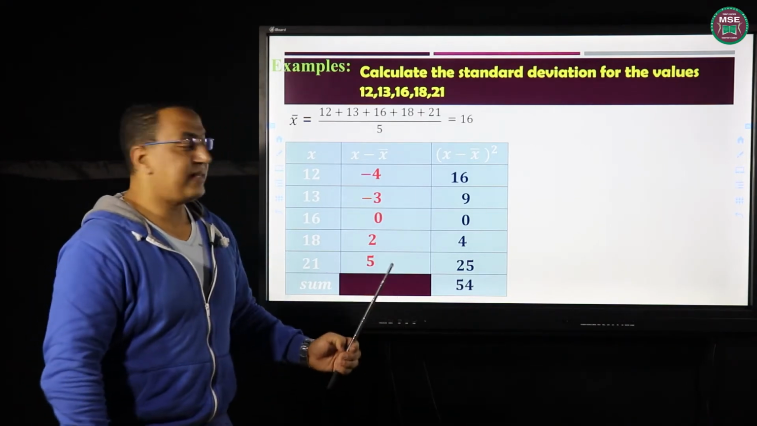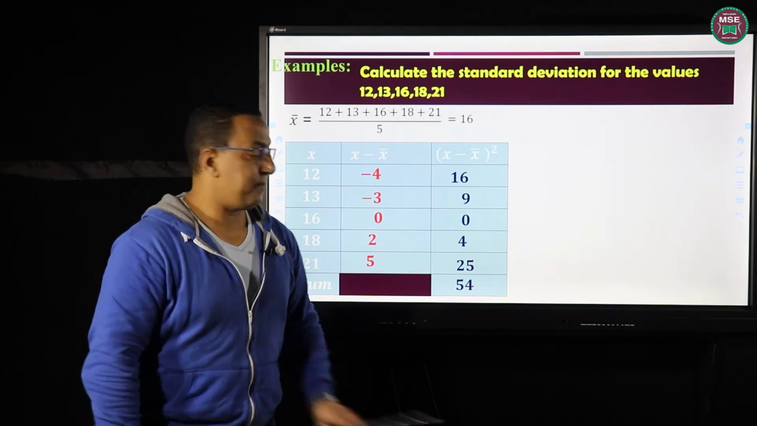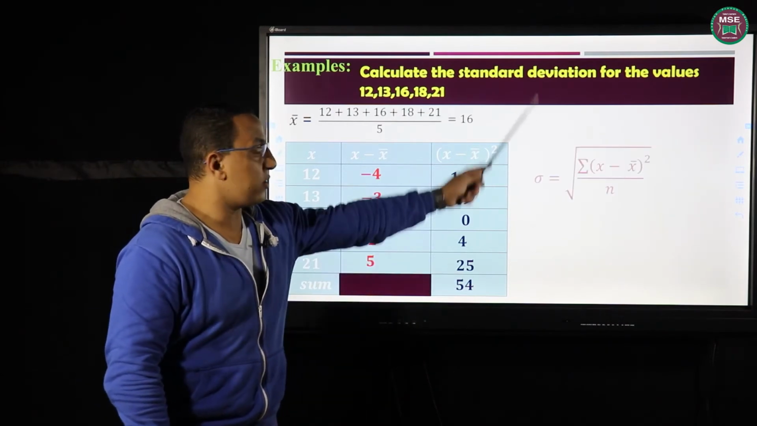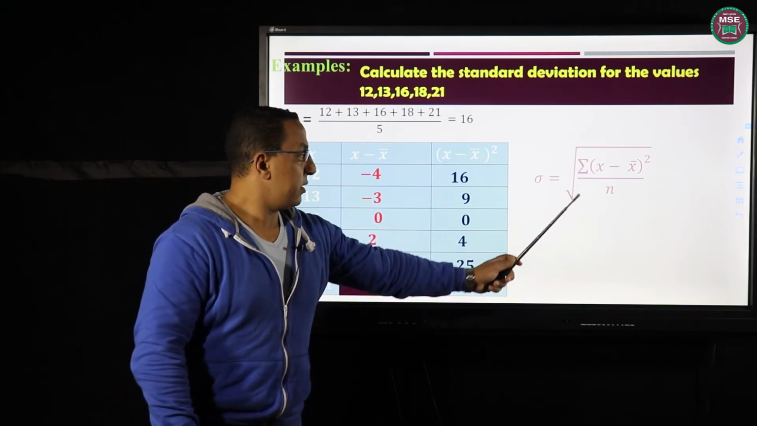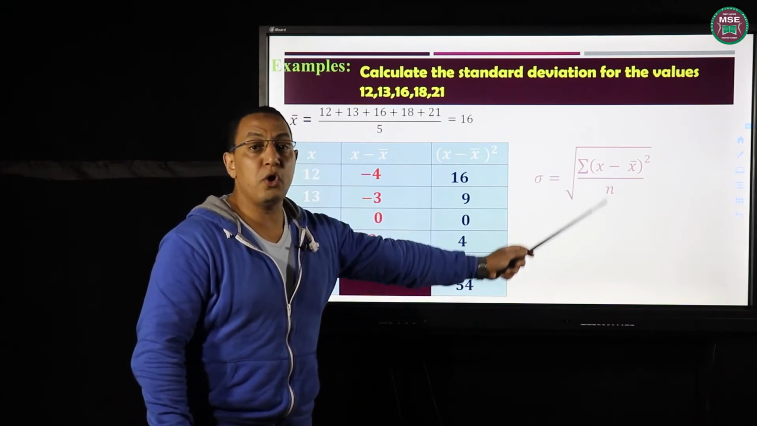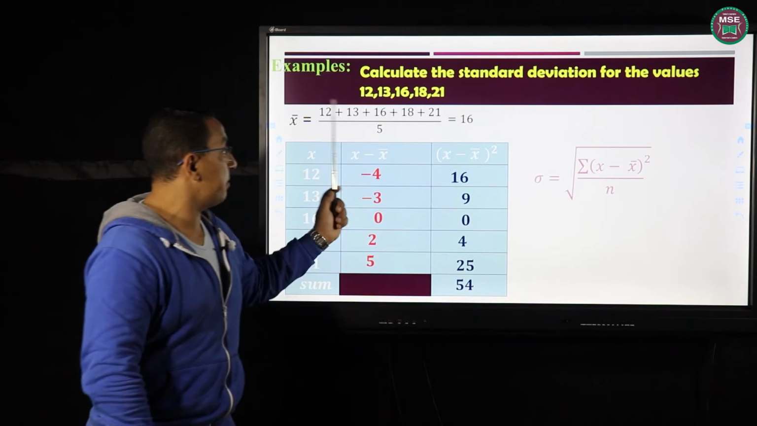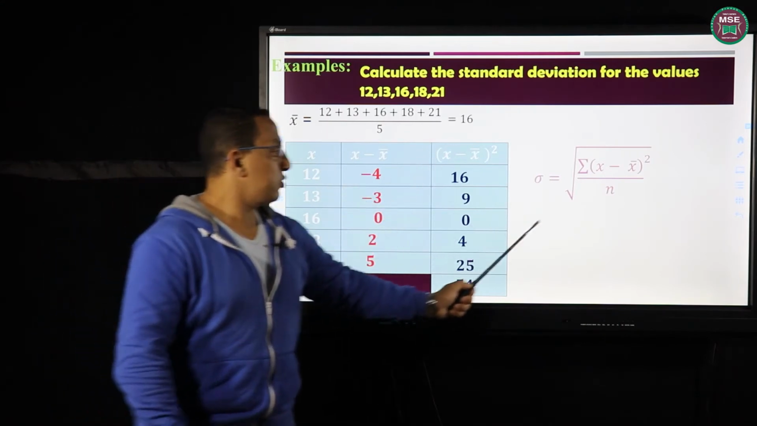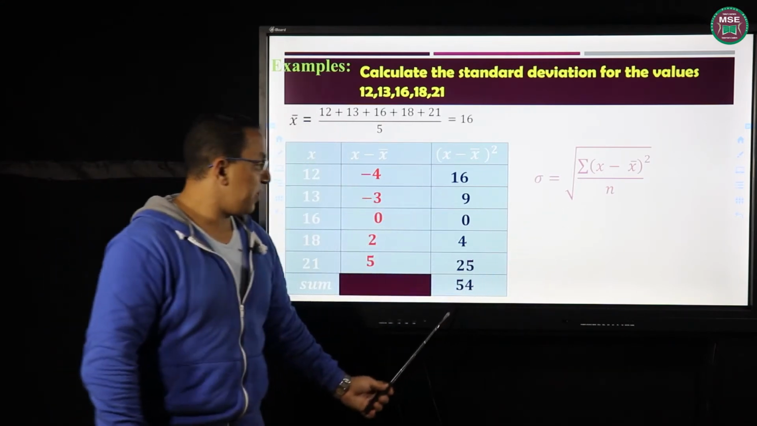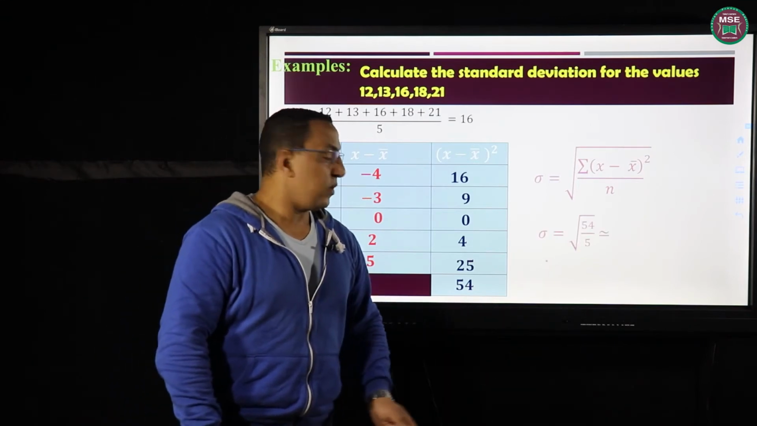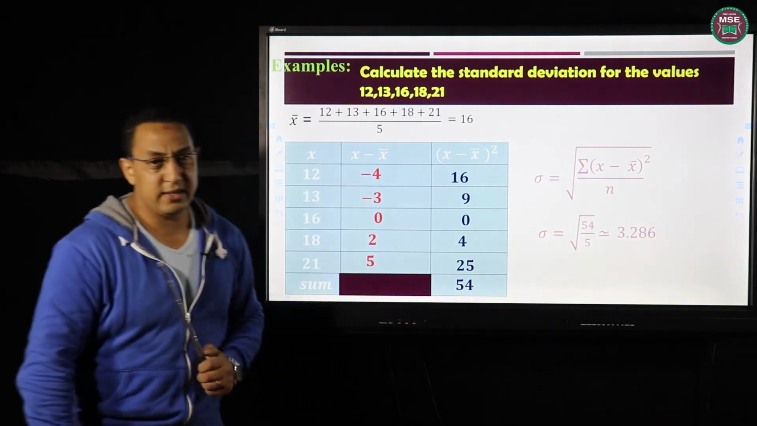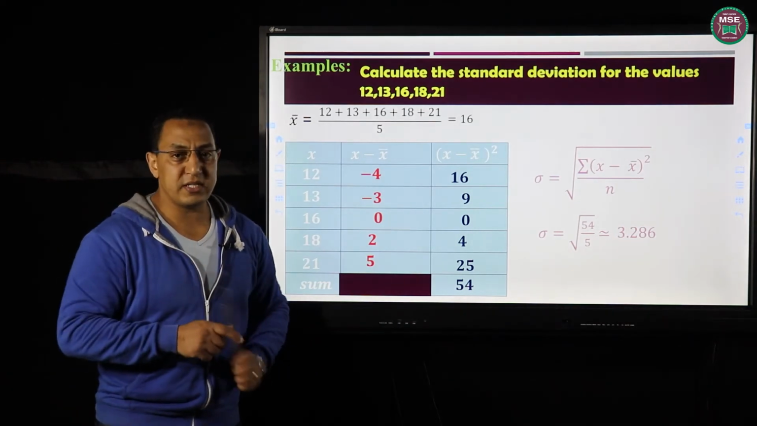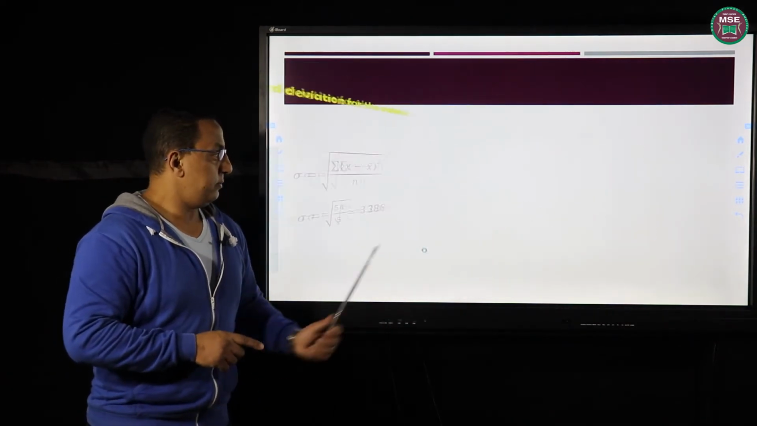Finally, what is the standard deviation, or what is the sigma? The sigma equals the square root of the sum, this symbol means sum, of x minus x bar all power of 2 over n. n means the number of values, which is 5. So I will have the square root of 54 over 5. This is approximately equal to 3.286.